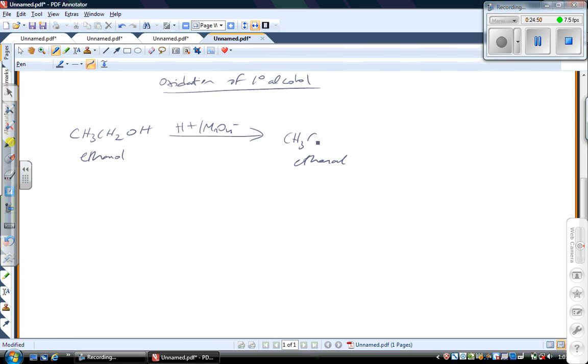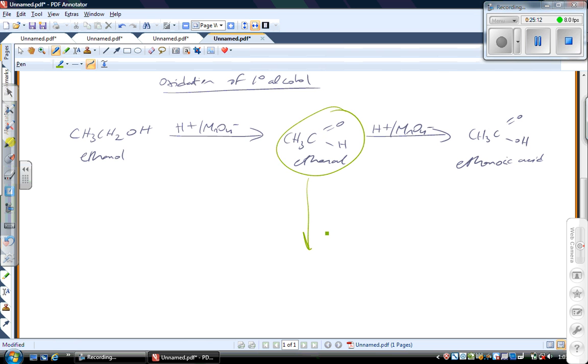CH3, and I'll just show the aldehyde group there. And if we further oxidize that, we will get the ethanoic acid, which is that right there. So the point I'm trying to make here now is that if we wanted to separate out the aldehyde at this point here, then we need to use a process called distillation.